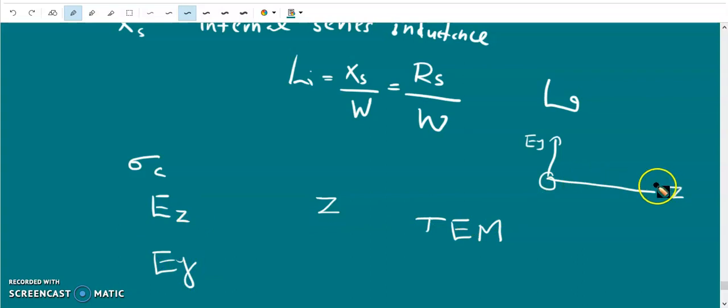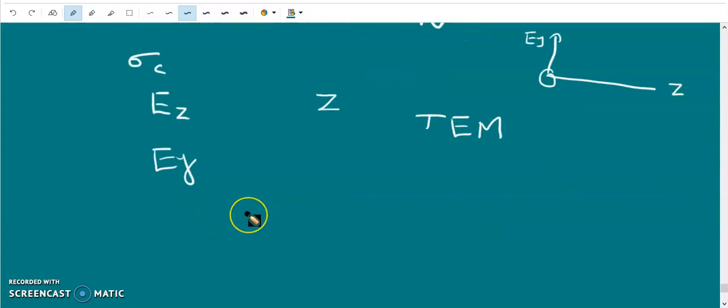So the propagation direction is Z, and along the propagation direction we have Ez, but the magnitude of Ez is very small compared to the magnitude of Ey. So we can almost neglect this Ez, and we have to calculate the magnitude of the Ez first, and the ratio of the magnitude of Ez to Ey.